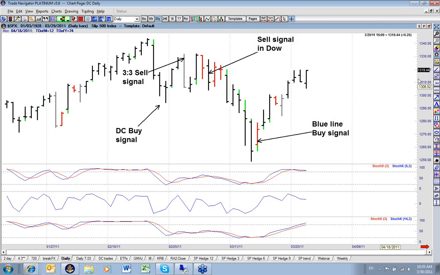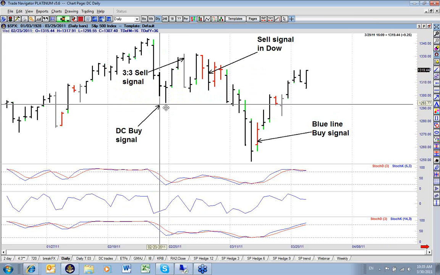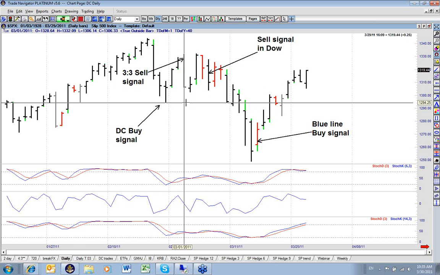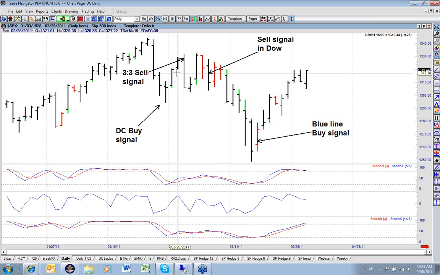We didn't take the sell signal coming down. We didn't trade that day. We got the buy signal there 2 days up, and then we've got our 3-3 signal. For this we enter 2 ticks below the previous day's bar. That's called our buffer. We use a 2-tick buffer for futures and a 5-tick buffer for Forex.